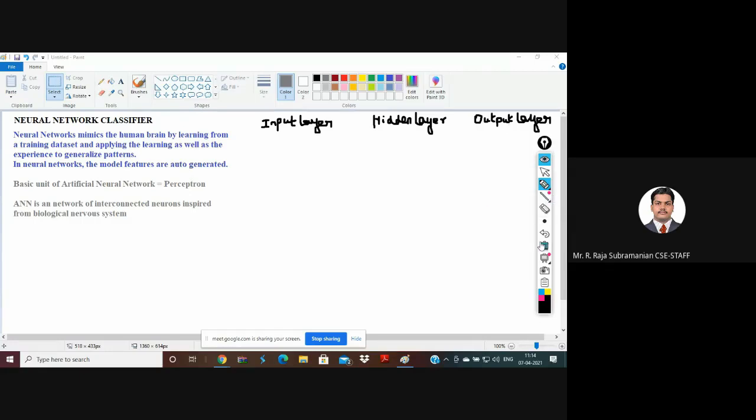Say, for example, I have a set of inputs: input one, input two, input three, dot dot dot. I'll have I varieties of input.